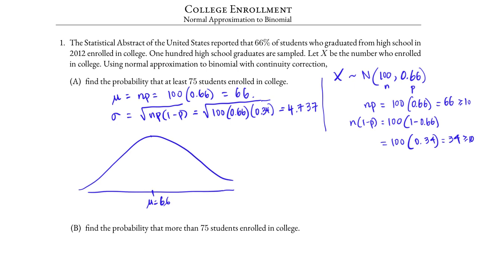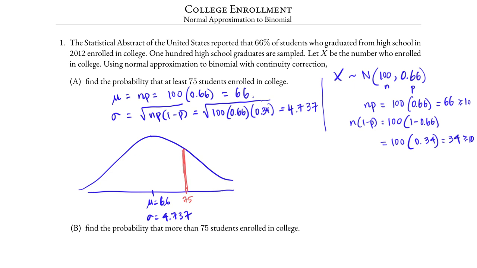Next, we draw the normal curve and label the mean and the standard deviation. The mean is 66 and the standard deviation is 4.737. We then locate the x value that is relevant to the binomial probability problem. The relevant value in this case is 75 because we're looking for the probability that at least 75 students enrolled in college. We then locate the number 75 on the horizontal axis. The mean in the middle is 66, so 75 must be on the right hand side. We draw the vertical line, connecting the point 75 to the density curve.